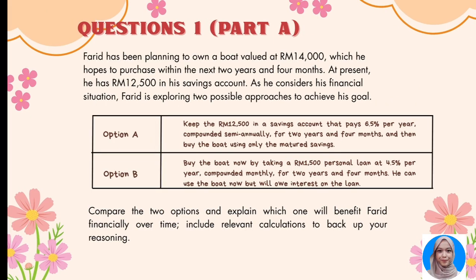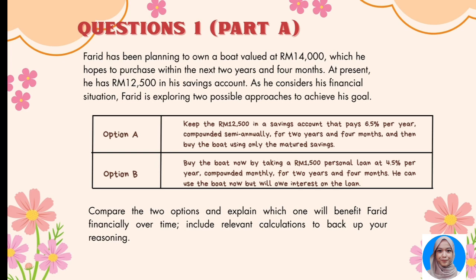So let's move to question 1 part A. Farid has been planning to buy a boat valued at 14,000, which he hopes to purchase within the next 2 years and 4 months. At present, he has 12,500 in his savings account. As he considers his financial situation, Farid is exploring 2 possible approaches to achieve his goal. Option A, keep the 12,500 in a savings account that pays 6.5% per year, compounded semi-annually for 2 years and 4 months, and then buy the boat using only the matured savings.